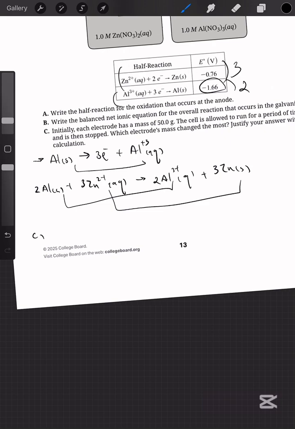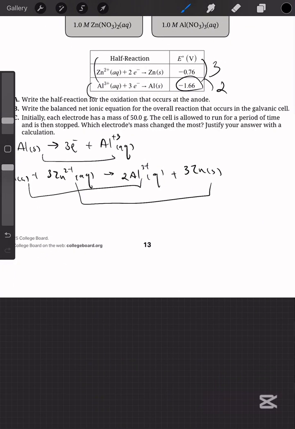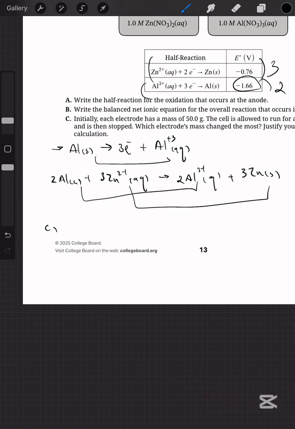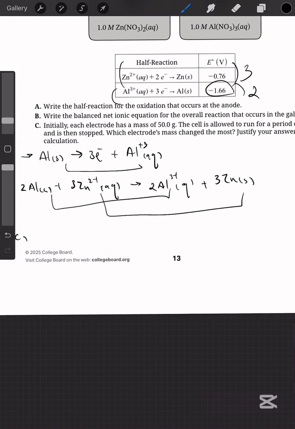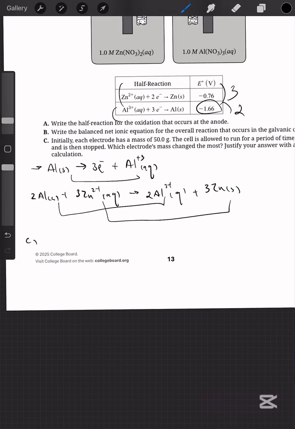Part C is a pretty scary question, at least that's what I felt when I did this, because this is the AP exam I took. So the approach I took was that I just mentally determined the answer first. So, largest change in mass.